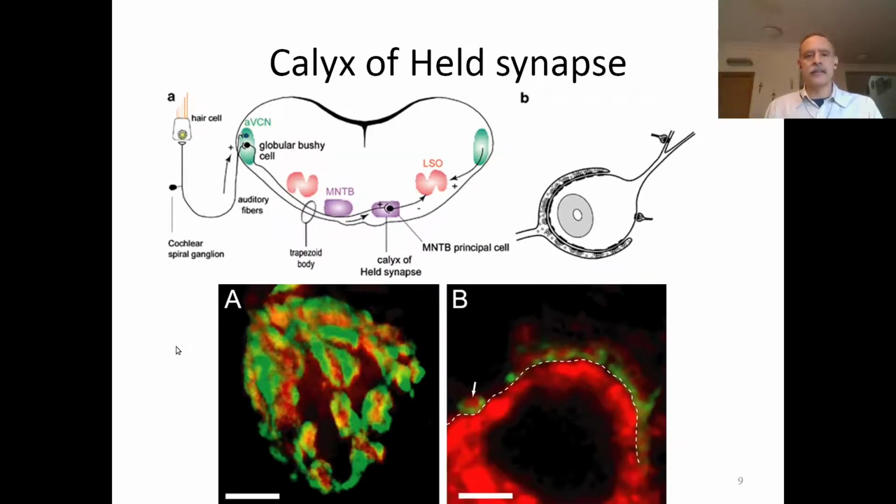So next, let's look at the calyx of Held synapse. This is another supersynapse. It is present in the auditory pathway, some way down, several steps from the hair cell, which goes to VCN, MNTB, which are different steps in the auditory pathway, and finally it comes to the calyx of Held.